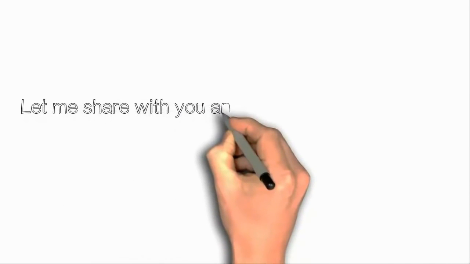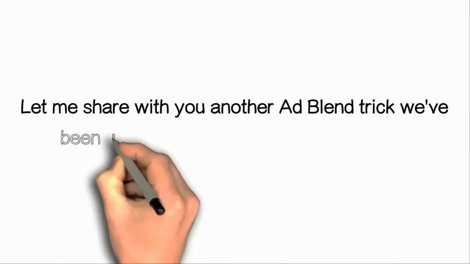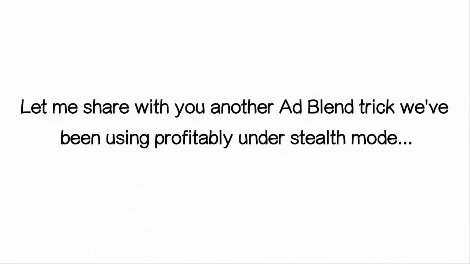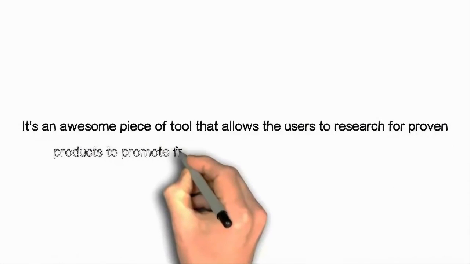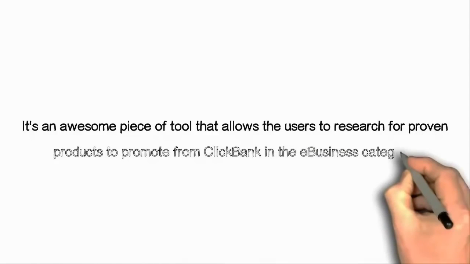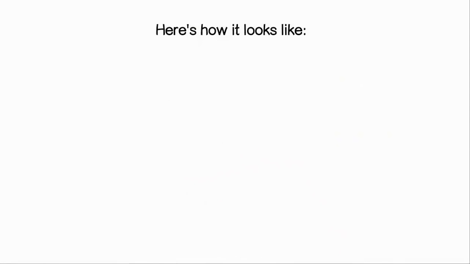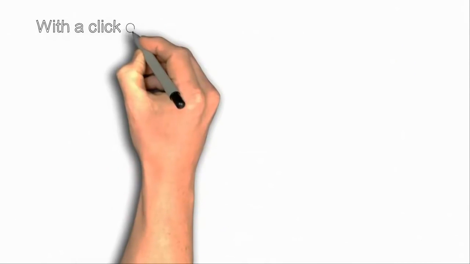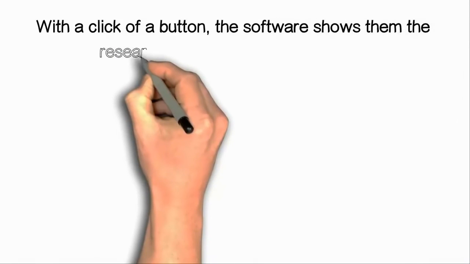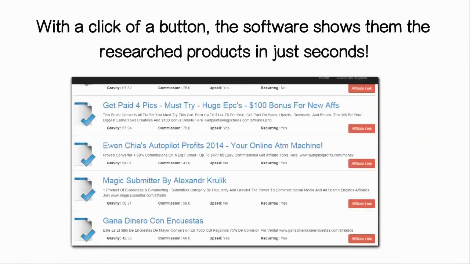Let me share with you another AdLand trick which we have been using profitably under stealth mode. We create a marketing research software. It's an awesome piece of tool that allows the users to research for proven products to promote from Clickbank in the e-business category. Here's how it looks. They choose how competitive or profitable they want it to be. With a click of a button, the software shows them the researched products in just seconds. This way, it saves them time to find proven-to-convert products to promote on the internet.